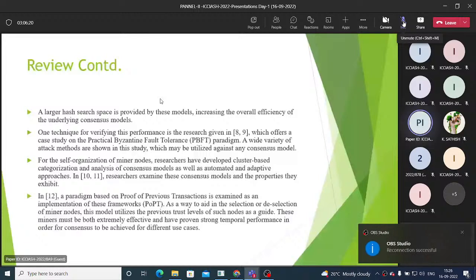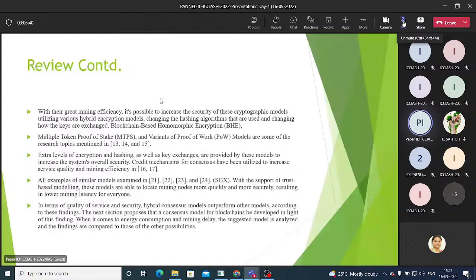Consensus models as well as the automated models, adaptive approaches. So many researchers have put forward their research for implementing such type of hybrid model, wherein we can improve the quality of service. So with the great mining efficiency, it is possible. The cryptographic models utilizing various hybrid encryption models.